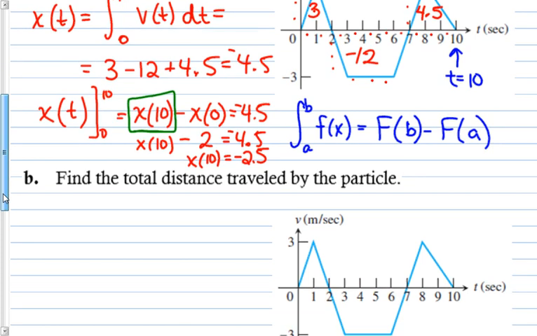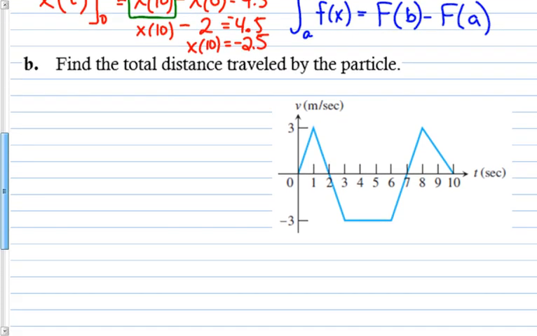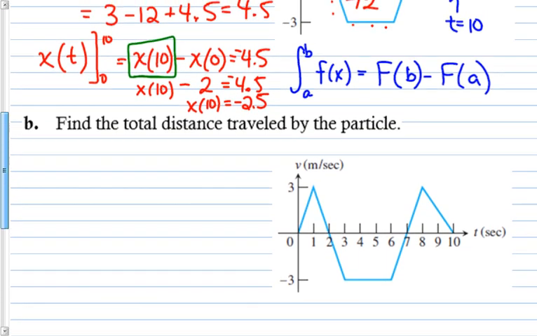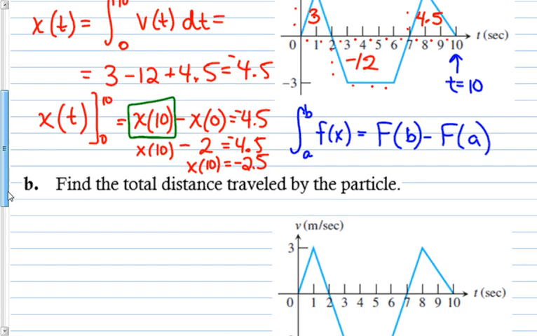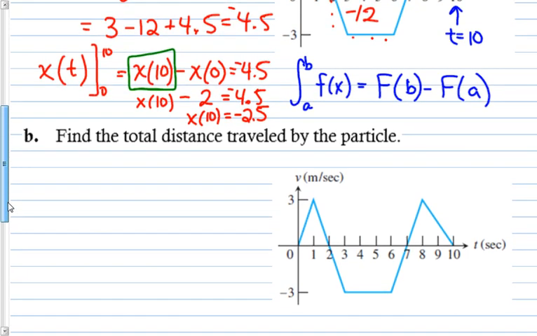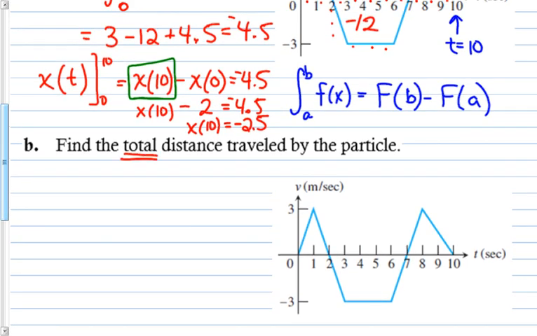All right, B. Find the total distance traveled by the particle. I'm using the same graph. I just wrote it down here. Now the total distance, remember, total means that I want to know everything that was traveled, even if it was negative. We're just going to make it positive. This is total area. Okay, total area. Everything that's negative, I'm just going to make positive.